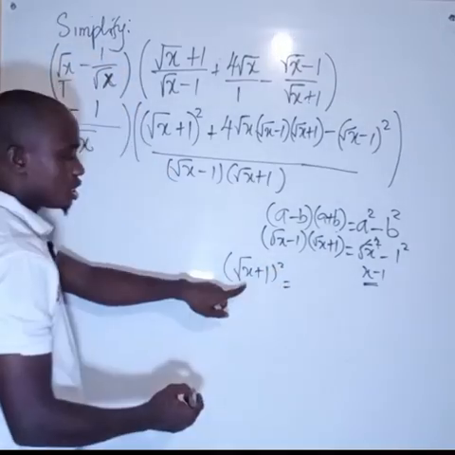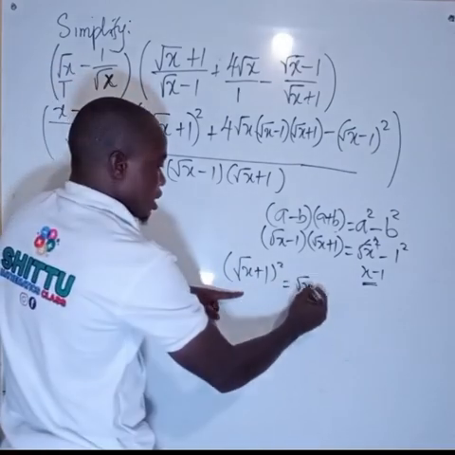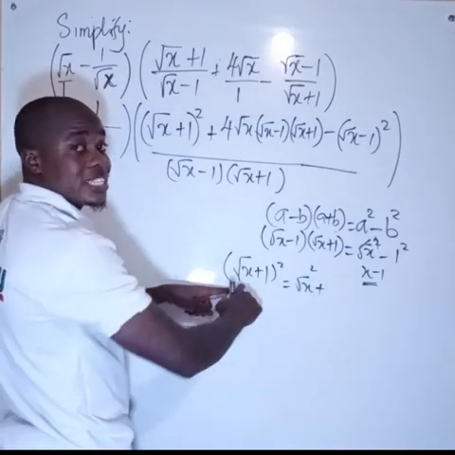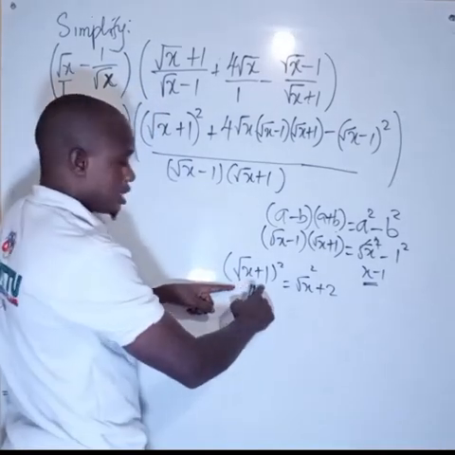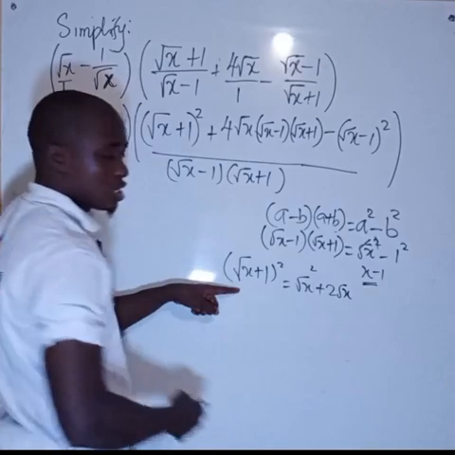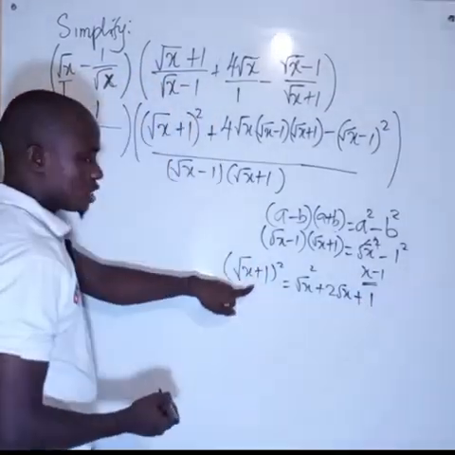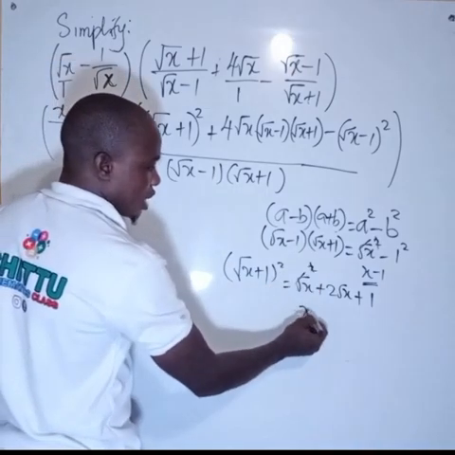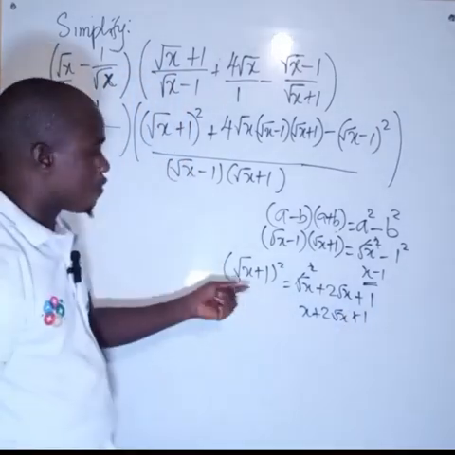This one is going to be taking the square of root x, all squared, then plus multiplying the first and the second twice, that is 2 times the first and the second. Root x times 1 will still give us 2 root x, then plus 1. So that is for this. You know that this square, we cancel this one, we have x plus 2 root x plus 1. So that is for this.